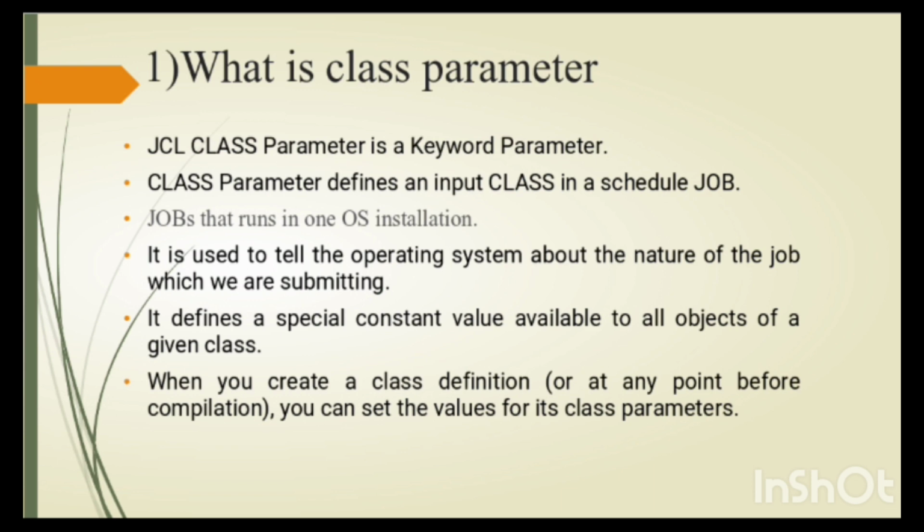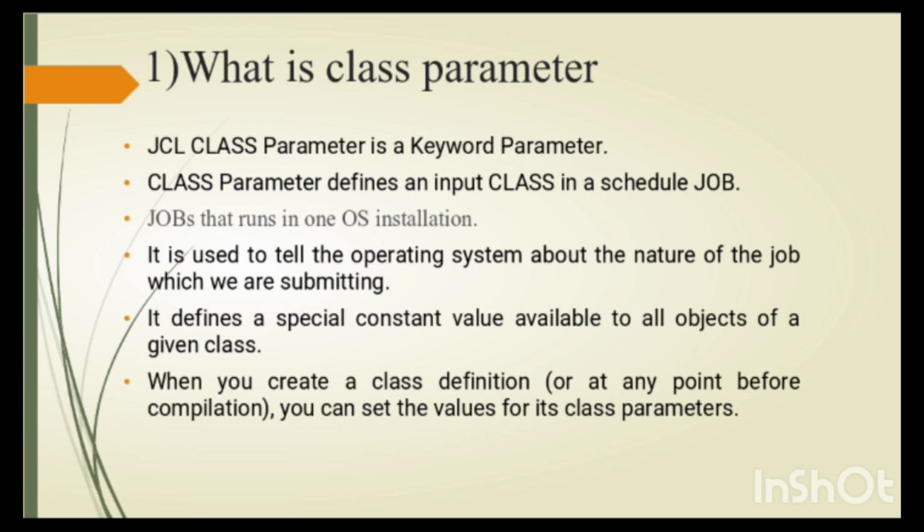During installation itself, all class parameters are defined with specific attributes. Those attributes decide whether it is a short-range or long-range job and how to run that job. This indicates the type of job submitted to the system, so it is used to tell the operating system about the nature of the job we are submitting. It defines a special constant value available to all objects of a given class.